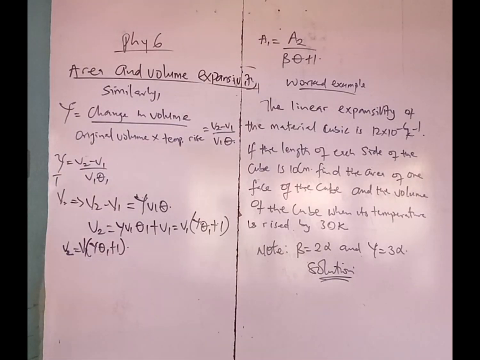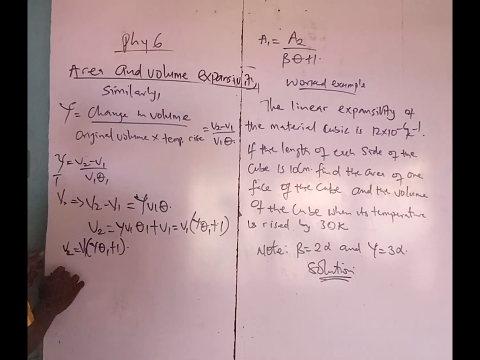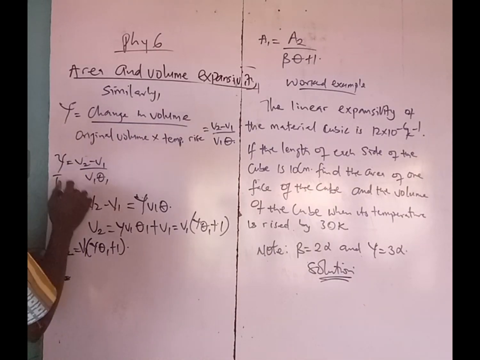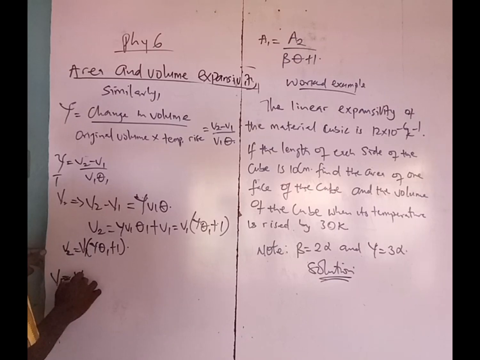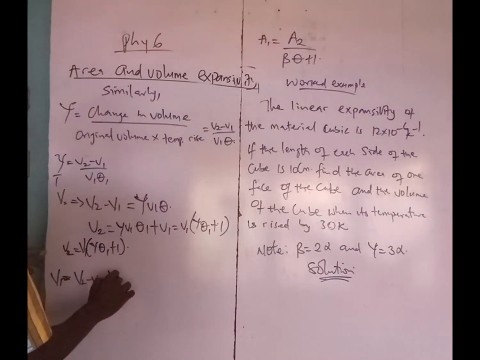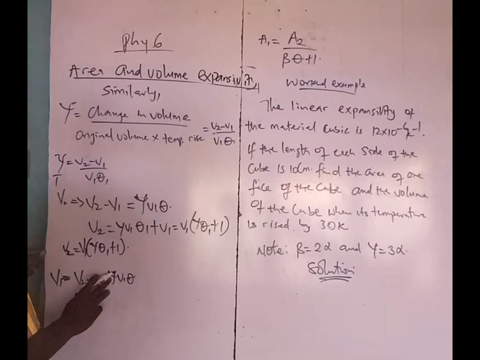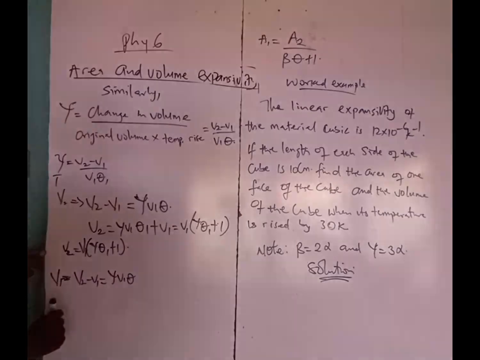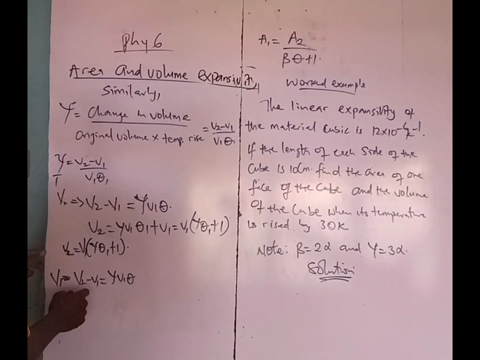Then for V1, from here, we say V2 minus V1 equals gamma V1 theta. Then we are making V1 the subject of the formula. This will cross.